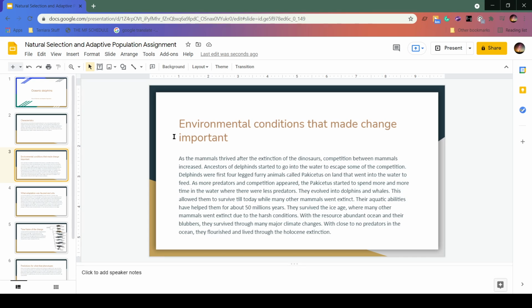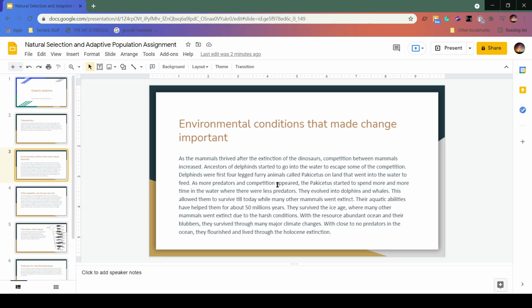Environmental conditions that may have changed are important. As mammals thrived after the extinction of dinosaurs, competition between mammals increased. Ancestors of dolphins started to go into the water to escape some of the competition and predators. Dolphins were first four-legged animals called Pakicetus, on land, that went into the water to feed.